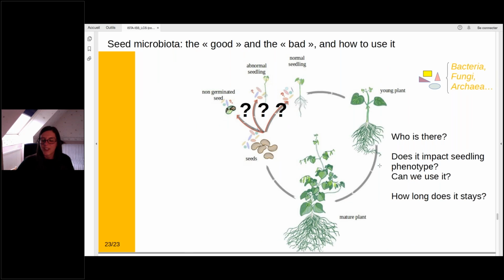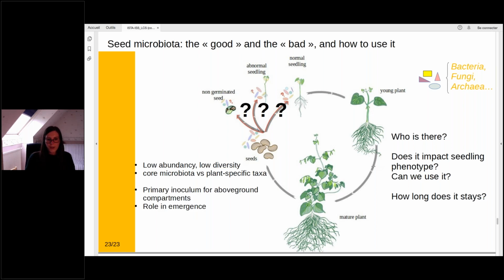So we wanted to know a bit more about the seed microbiota, the good and the bad, and how to use it. So we first wondered who was there. For individual seeds, they have a low abundance, low diversity microbiota. Some of the taxa are shared across plant species. It constitutes the core microbiota, and some of them are plant-specific taxa. Also, the seed microbiota constitutes the primary inoculum, mostly for above ground compartments, so for the leaves of the seedlings, and it has a role in seedling emergence.